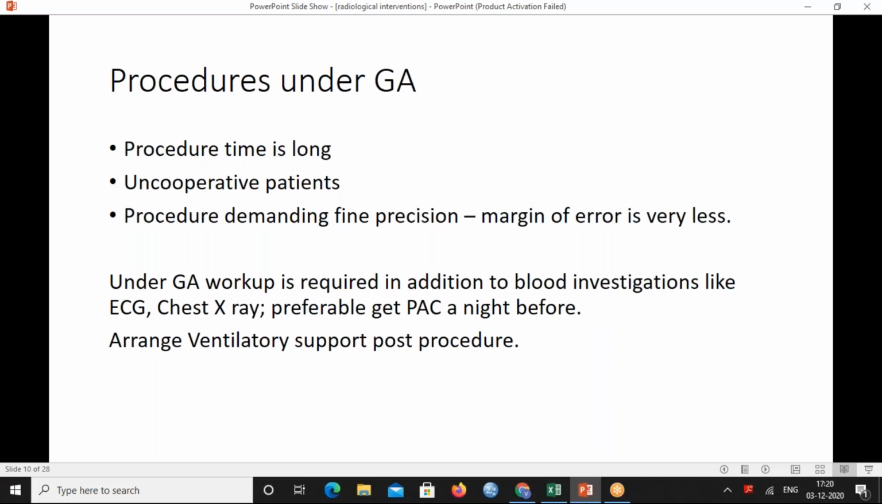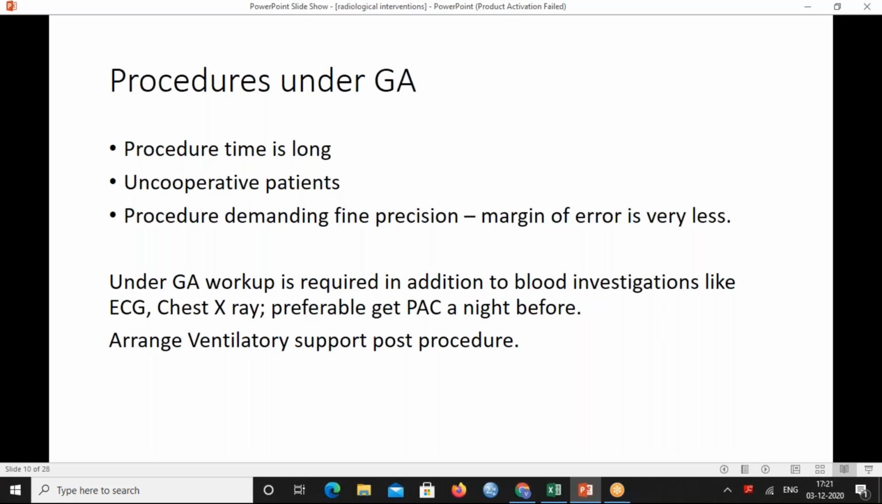IR procedures most of the time are done under local anesthesia, but every procedure cannot be done under local anesthesia. There are certain indications for general anesthesia, like a procedure where the procedure time is long. If the patient cannot lie straight and stable for a longer period of time, then general anesthesia is required. For an uncooperative patient, general anesthesia is required. And for procedures where very fine precision is required and the margin of error is very less, like in neurointervention, where an aneurysm of 2 or 3 mm is being coiled. So these procedures are to be done under general anesthesia.